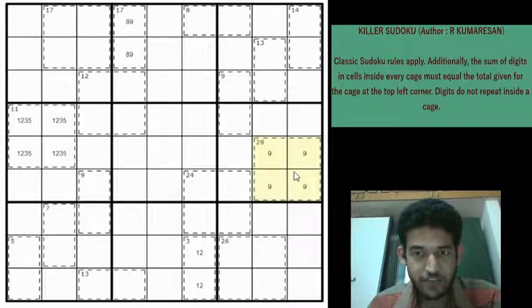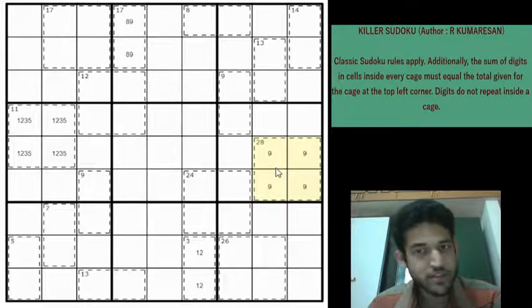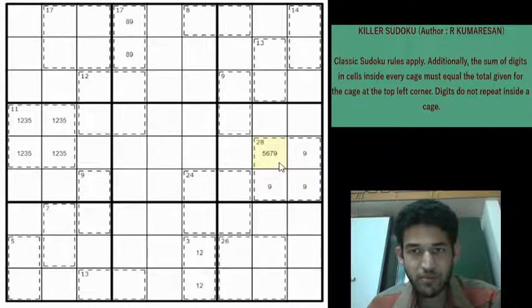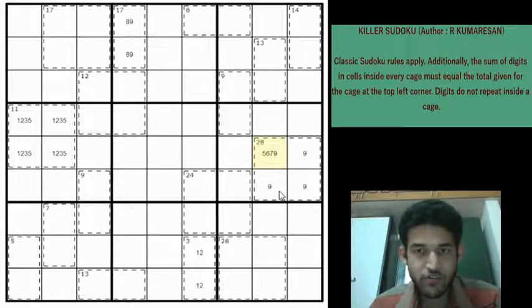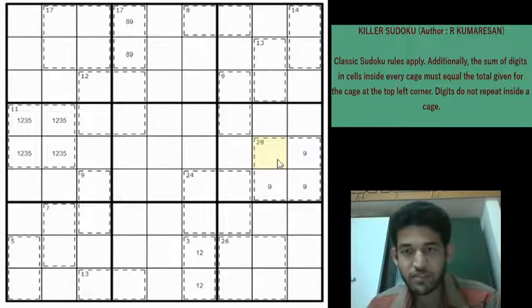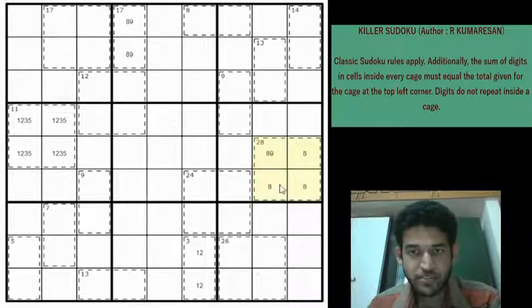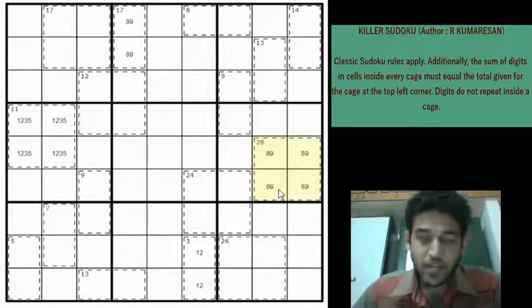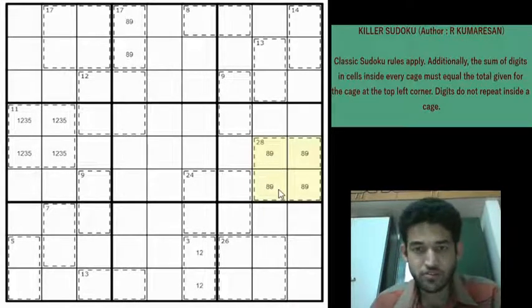And let's see if we can make the total of 28 without the 8. The maximum total you will have now is 9 plus 7 plus 6 plus 5, which is going to give you 27 only. So we know for certain that 8 must also be there. So in killers, if you can remember what are the digits which come inside certain cages for sure, then it is really helpful to solve harder killer Sudokus. So let us look for some other cages which have such kind of information.